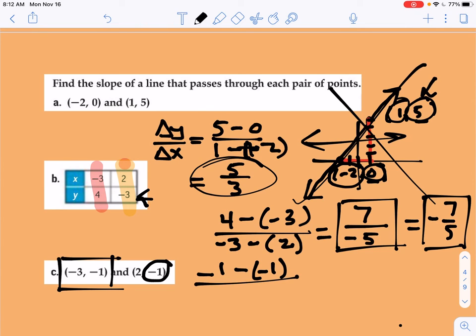And then I'm going to use the corresponding x coordinate that corresponds to negative 1, so that's negative 3, minus 2. I'm just plugging the numbers in. Well, negative 1 plus 1, because a minus is plus, is 0. And then negative 3 minus 2 is negative 5. And 0 divided by anything is 0. And so you have a slope of 0.